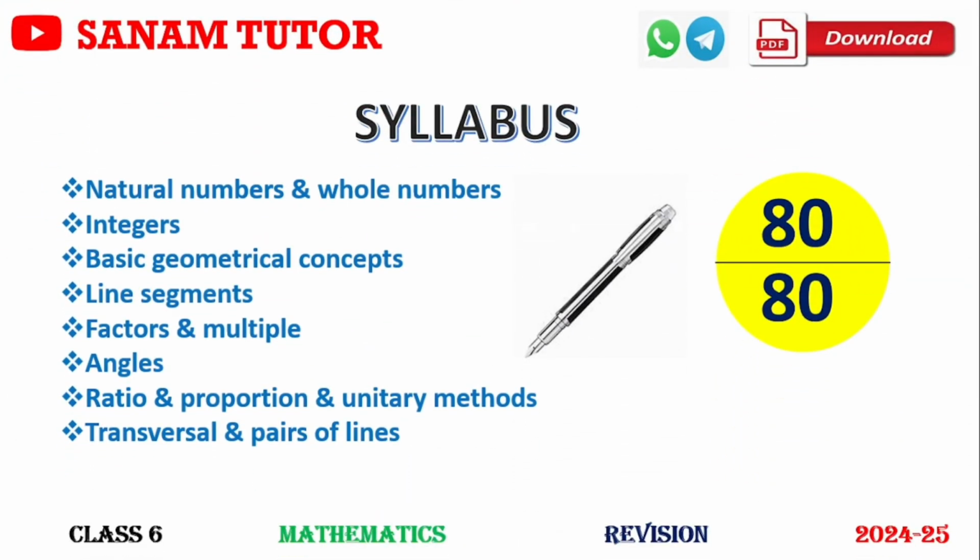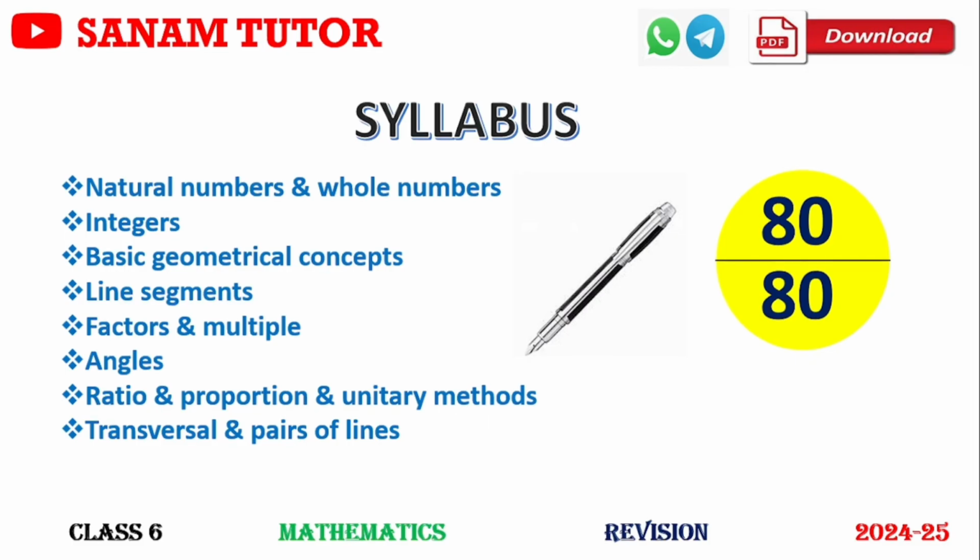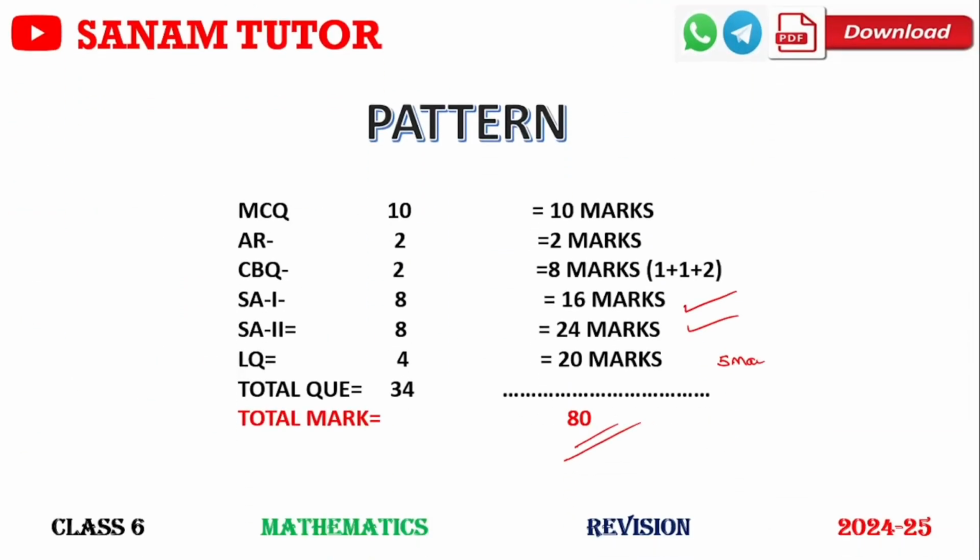Before we start, this is the syllabus. Full marks 80. These are the chapters. The pattern is: total number of MCQ questions 10, assertion reasoning 2 marks, CBQ 2, that is 8 marks. Then 2 mark questions, 8 questions, that is 16 marks. Then 3 mark questions, 8, that is 24 marks. Long questions, 4, 5 marks each, that is 20 marks. Total number of questions 34, total marks 80, and 3 hours.